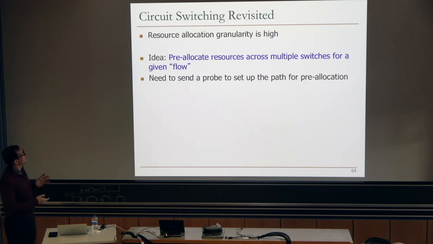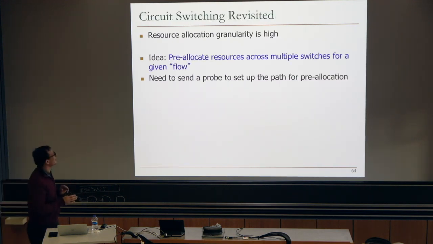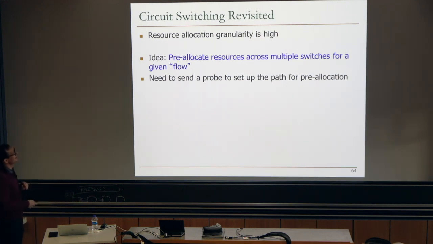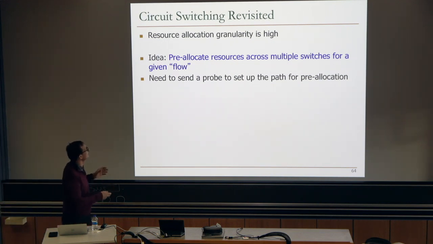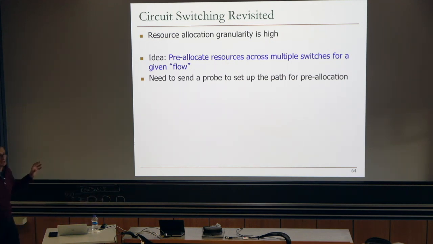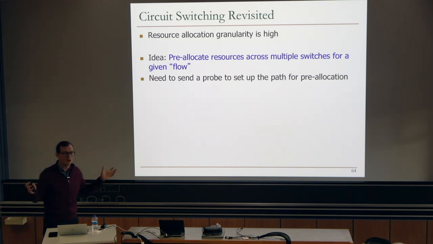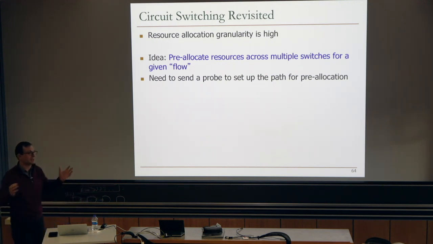So let's talk about circuits. I will talk about circuit switching very quickly. We've already discussed this. Here the resource allocation granularity is high. It's not a packet based mechanism. As a result, you basically busy the entire circuit for a long amount of time because you pre-allocate the resource across multiple switches for a given flow. So it's not packet based because you're not allocating on a packet basis, you're allocating on a flow basis. Flow is also referred to as source destination pair, basically, a communicating source destination pair. So you need to send a probe to set up the path for pre-allocation.